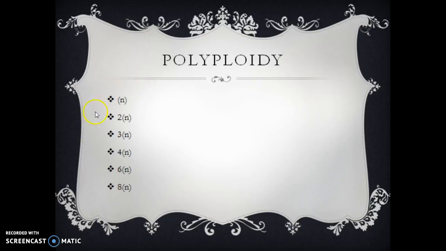Some species, namely plants, do exist in these polyploid states naturally. For example, bananas exist as triploid. Wheat happens to be hexaploid, and strawberries are octoploid. While polyploid plants are not uncommon by any means, animal species are. There are a few exceptions to that, of course. There are some species of fish and some species of amphibians that can exist in a polyploid state.